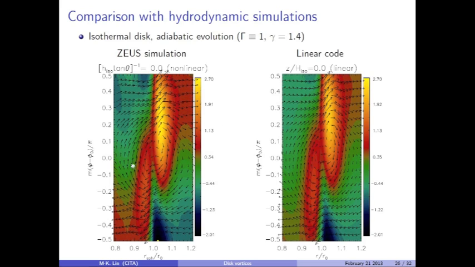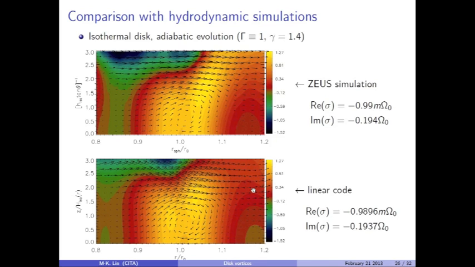So I have anticyclonic motion associated with overdensities here. And the agreement is also quite good in the meridional plane. So this is a comparison of meridional flow between the Zeus calculation on top and the linear code on the bottom. In both cases, I have this vortical motion in the meridional plane. Okay, and the eigenfrequencies actually agree pretty well as well.